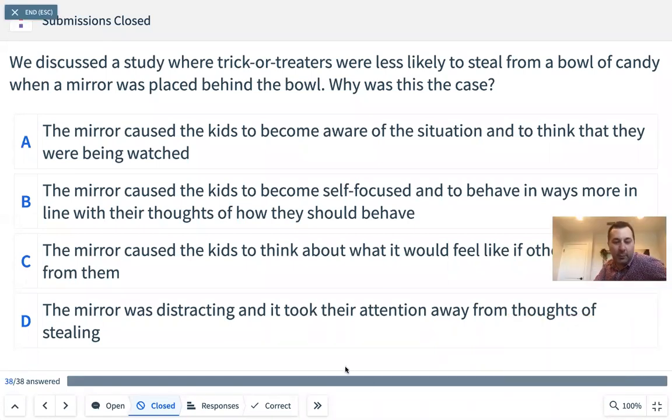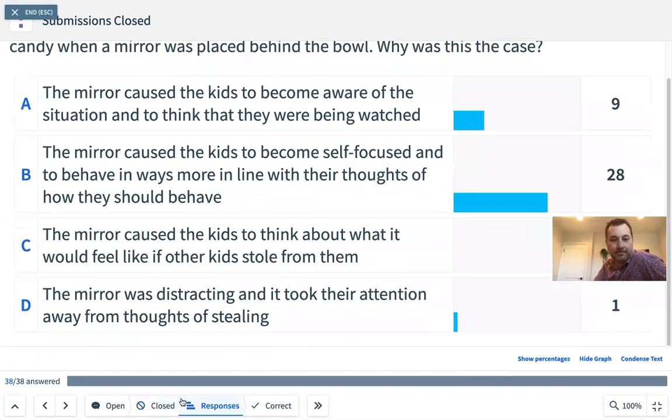Okay, so why was that the case? Well, we talked about this in relation to self-awareness. And the idea is that the mirror makes people become self-focused, which makes them feel bad when they see that they're engaging in some unethical behavior. So it leads them to behave in ways that are more in line with their thoughts of how they should behave, which is option B.